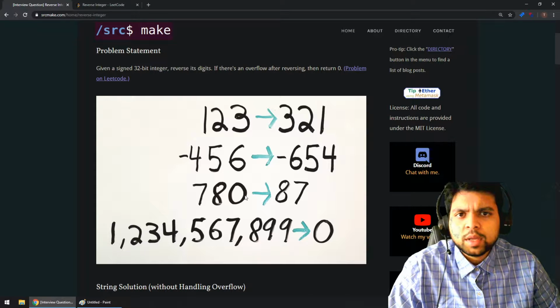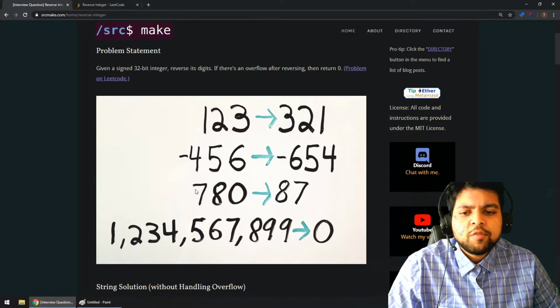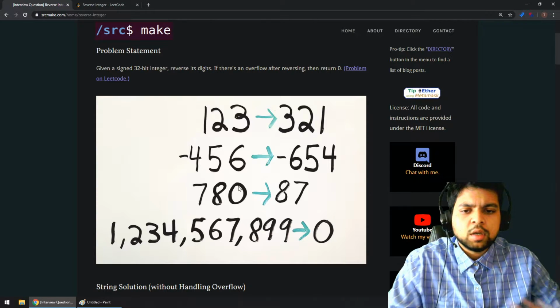And then there's this weird case here that actually means nothing for our code, but I guess we need to keep it in mind: if we were given some number that ended with a 0, we wouldn't want to have any leading zeros in our reversed number.